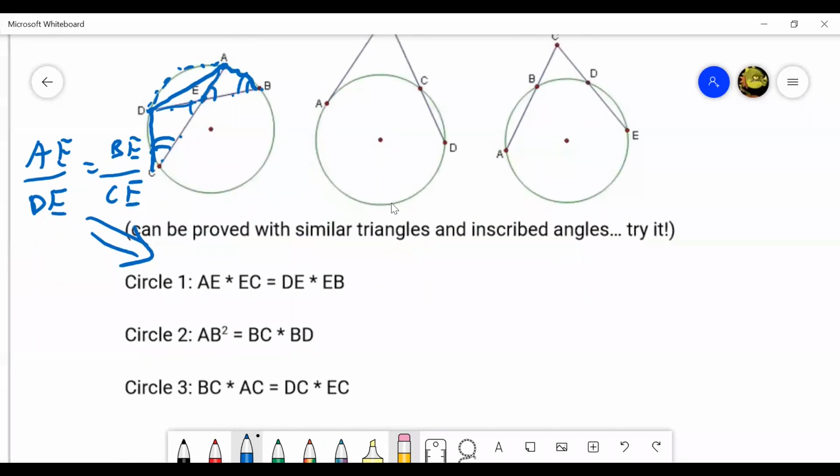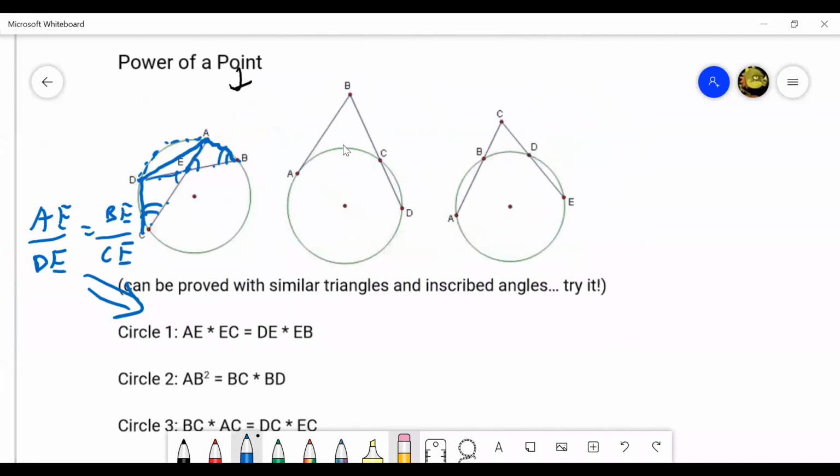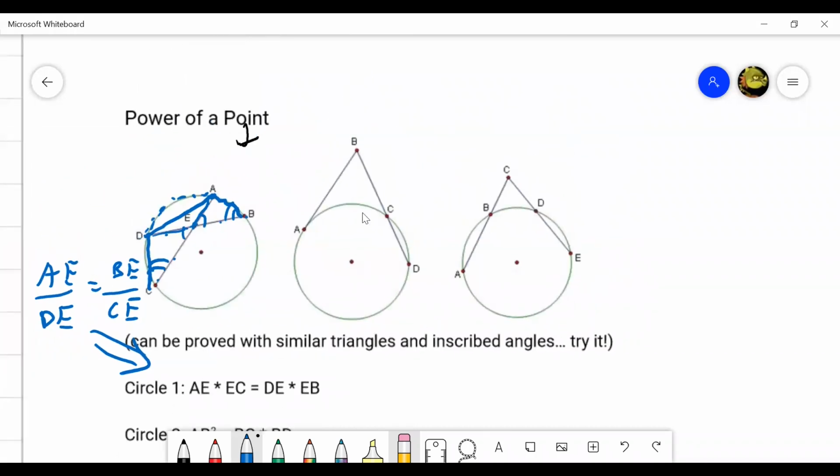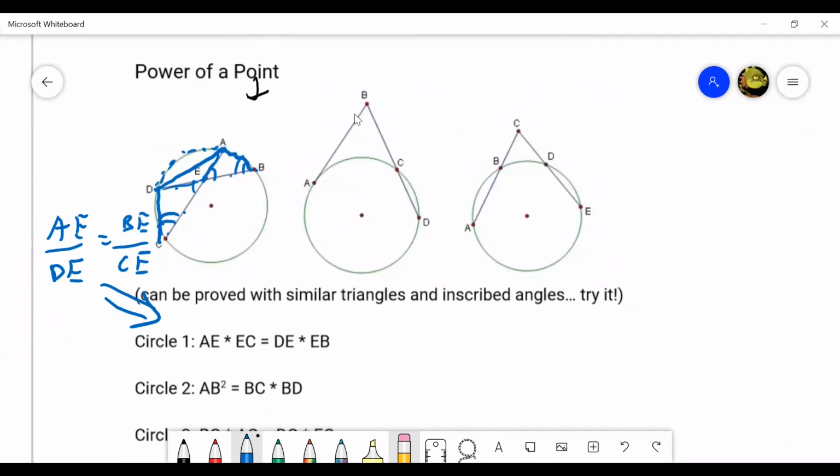So the next two parts of the PowerPoint both revolve around the point being outside the circle, and they're both kind of interconnected. This one states that if we have a point B and a line AB that's tangent to the circle, meaning A is the only intersection point, then AB squared equals BC times BD. And the reason why this works is because of similar triangles.